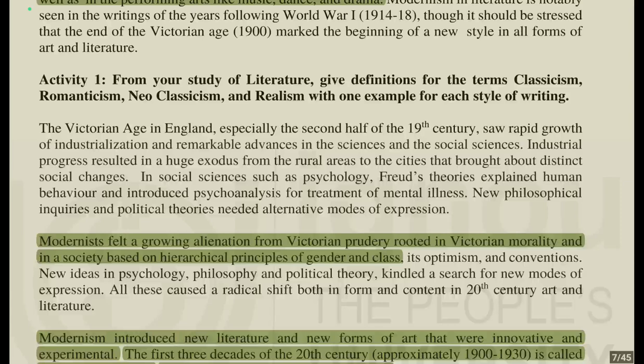Modernists felt a growing alienation from Victorian prudery rooted in Victorian morality and in a society based on hierarchical principles of gender and class, its optimism and conventions. Okay, so from now on starts a rather important part which I'll explain to you in a bit more detail.